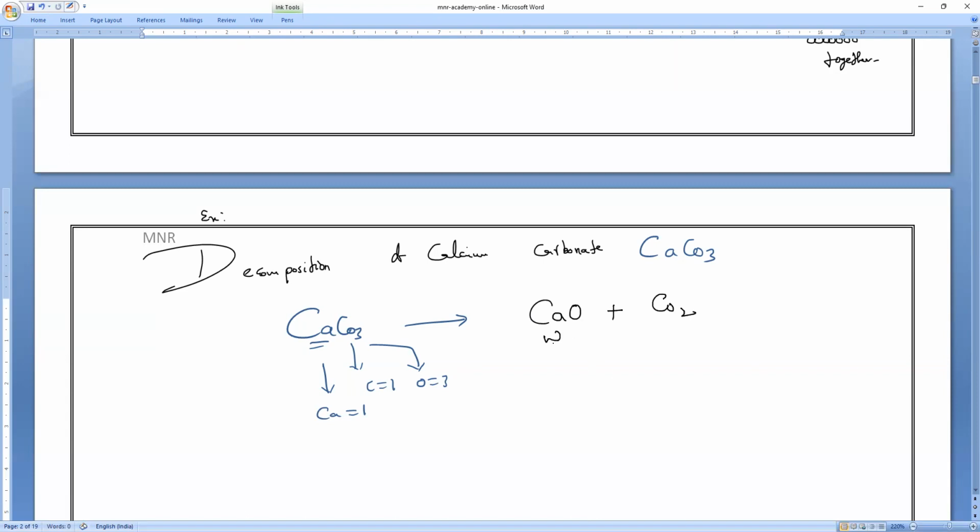Now count the number of calcium atoms: 1. Number of oxygens: 2 plus 1, which is 3. Number of carbons: 1. So both are equal in reactants and products. Am I right? Very good. Clear?